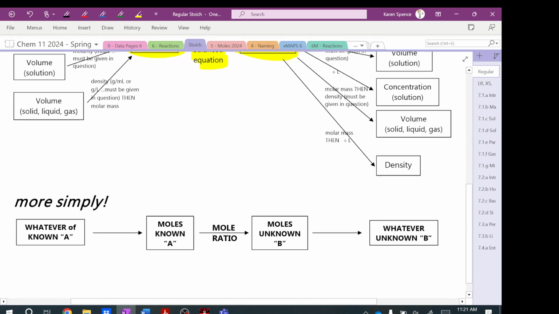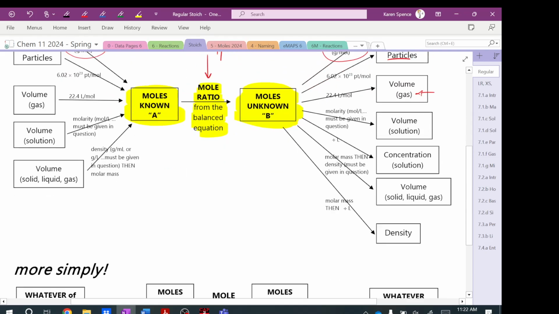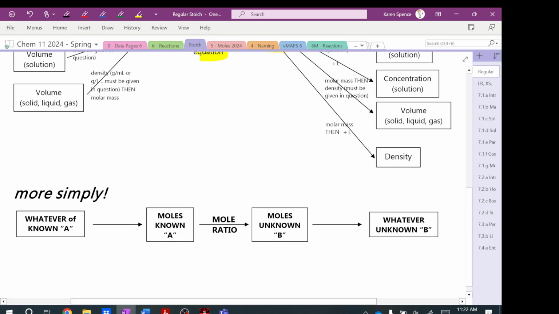All right, so we can take all of these things, and we can say more simply, we can take whatever we know about A, we can convert it to moles of A, we can convert it to moles of B, and then we can figure out whatever we need to know. All right, that is stoichiometry.